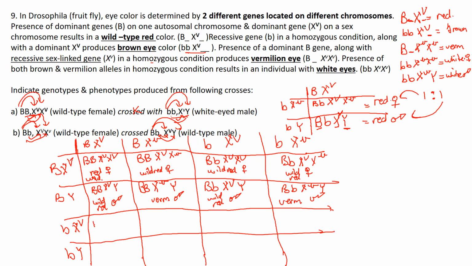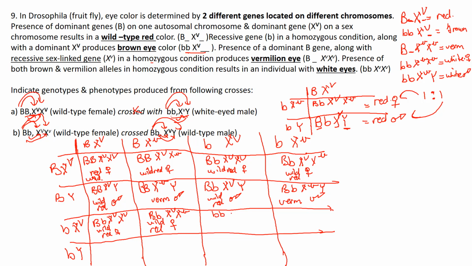Okay, bring them together again. Capital B, little b, X with a big V, X with a big V. As long as I have a big B and a big V on the X, it's going to be a wild red female. Big B, little b, X with a big V, X with a little v. Always show the dominant allele first. Wild female. Of course, wild means red.